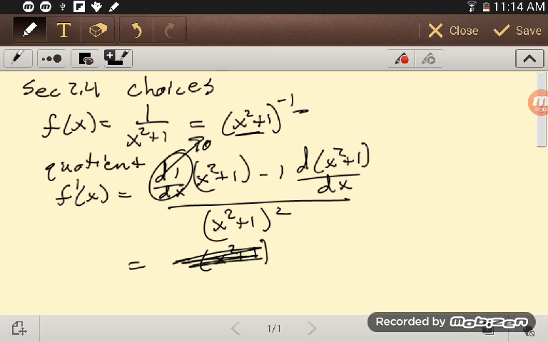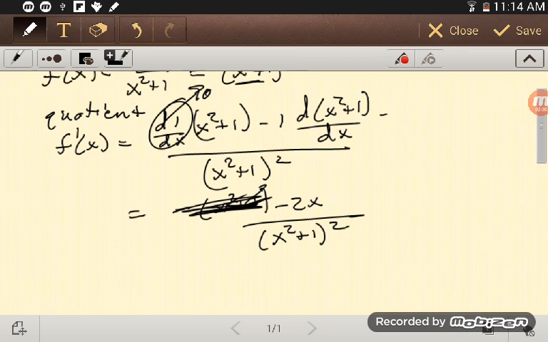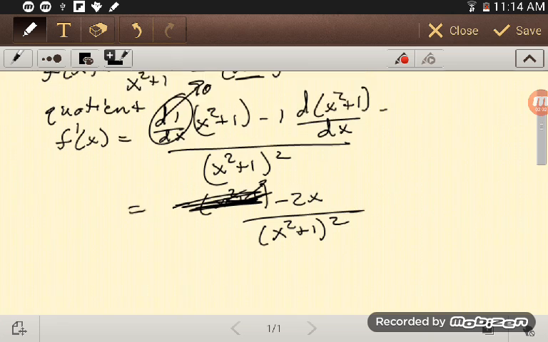Oops, let me try that again. I didn't take the derivative. So minus derivative of x squared plus 1 is 2x, all divided by x squared plus 1 squared. So there is our derivative if I do it as a quotient.